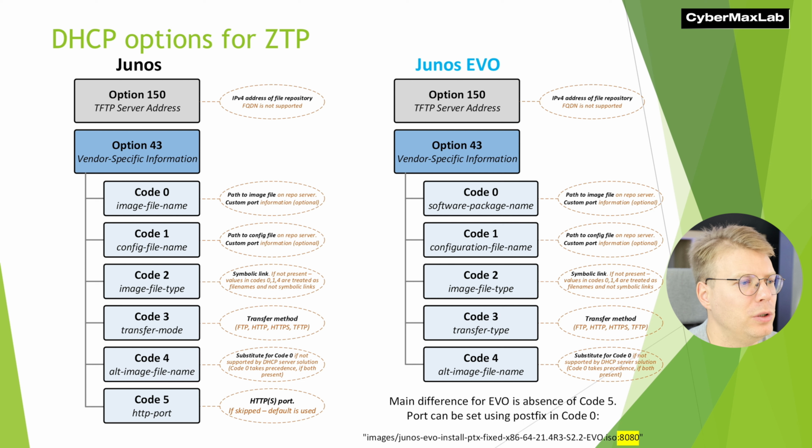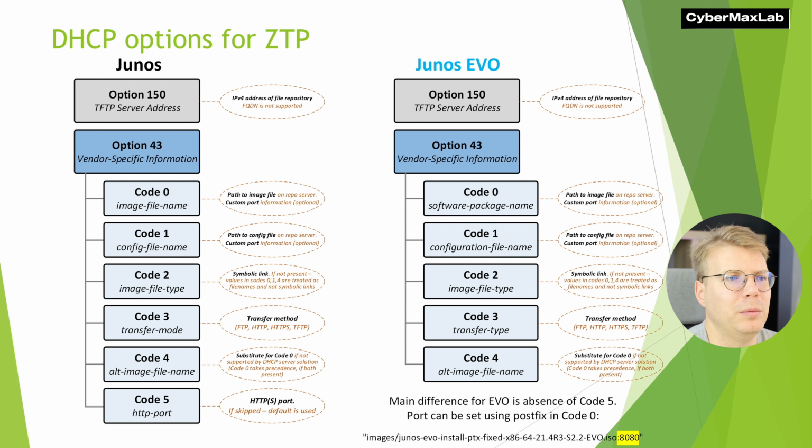Code 3, transfer mode. Transfer mode can be either FTP, HTTP, HTTPS, or TFTP. Then code 4, called alternative image file name. It's actually exactly the same as code 0. The difference is that some DHCP servers may not support code 0.